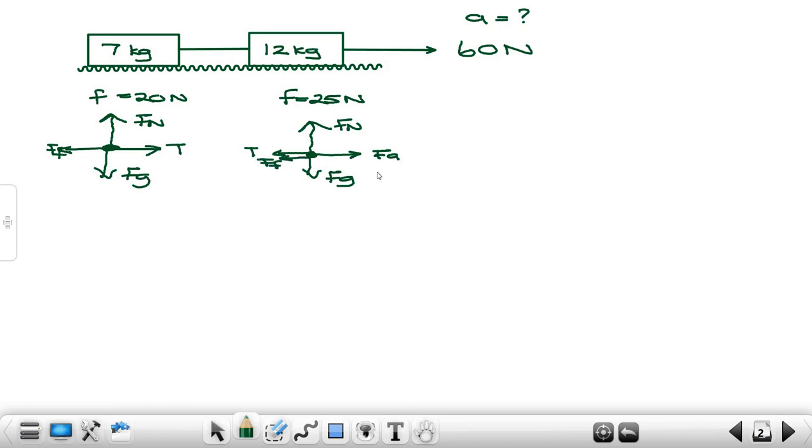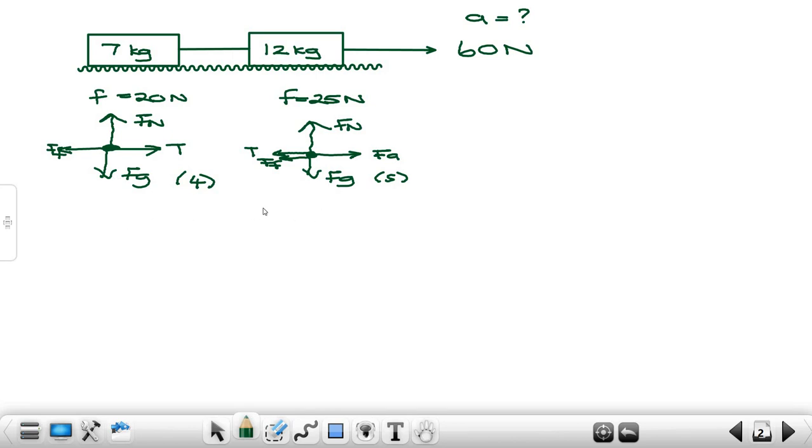So this one will be 5 marks if they ask for the free body diagram of the 12 kg box, and if they ask for the free body diagram of the one that is being pulled, which is 7 kg box, it will be 4 marks for the 4 forces.